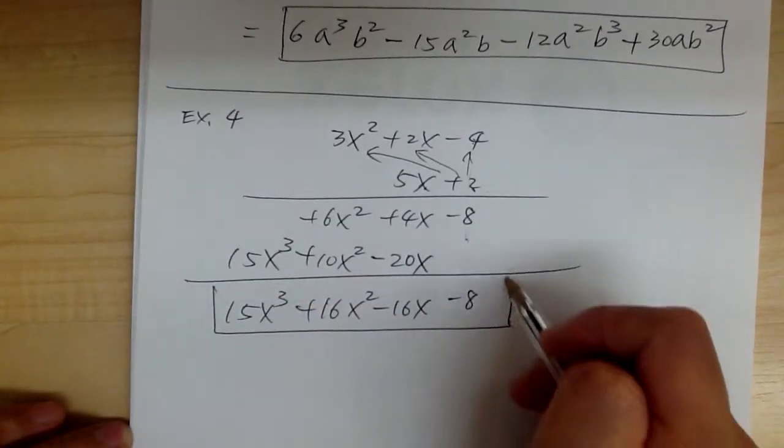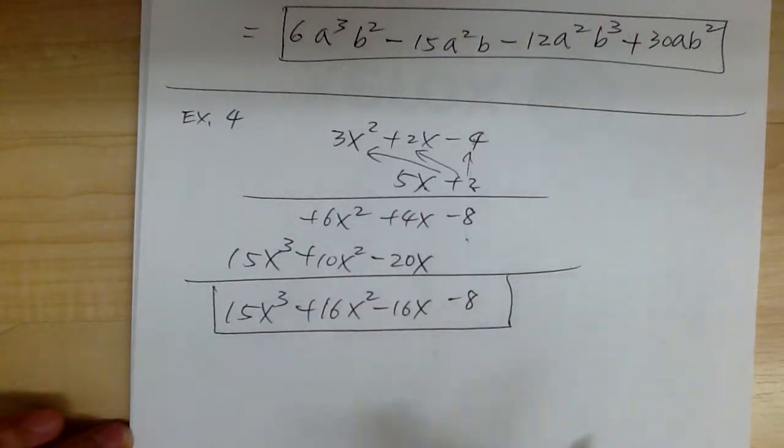Okay, and that's it. So this is the vertical method. So you can use either method. Again, personally, I kind of like the horizontal method better. Okay, let's go to example 5.